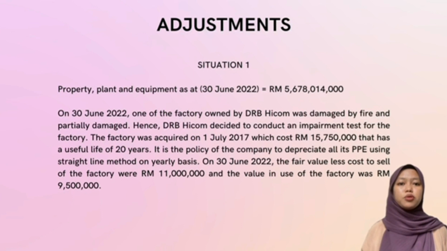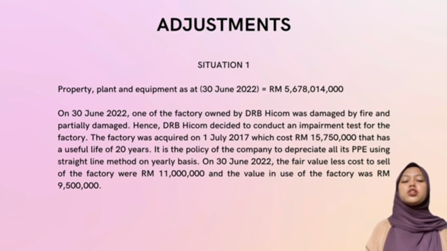Now, we have come to the last part of this presentation, which is adjustments. The first situation is that on 30 June 2022, one of the factories owned by Drb-Hicom was damaged by fire and partially damaged. Hence, Drb-Hicom decided to conduct an impairment test for the factory. The factory was acquired on 1 July 2017, which cost Rm15,750,000 and has a useful life of 20 years.